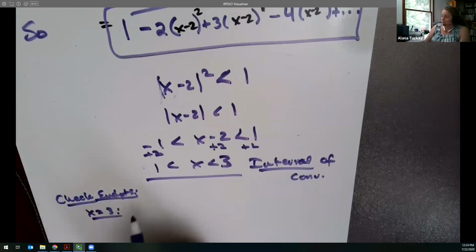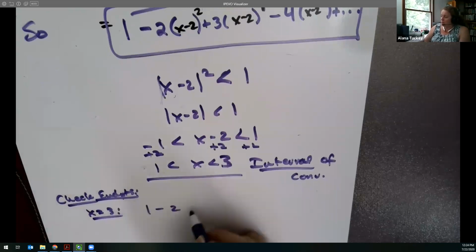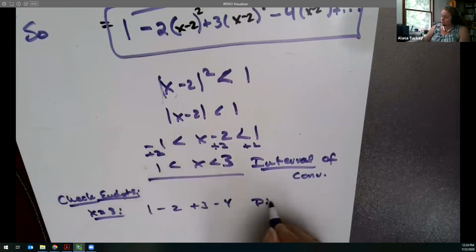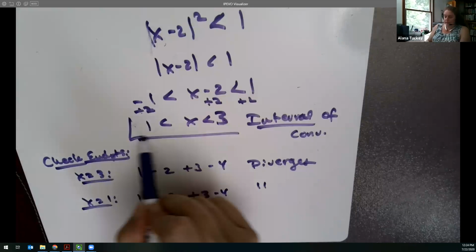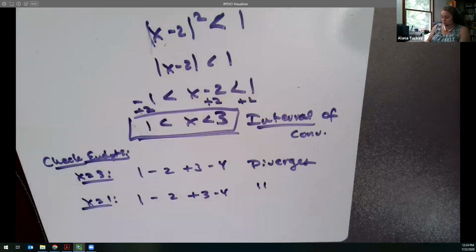So when you put in x equals 3, you can see what's left. It's like 1 minus 2 plus 3 minus 4. That diverges. And then when you put in x equals 1, it becomes 1 minus 2 plus 3 minus 4. It's the same way both ways. It diverges. So this is your interval of convergence. I should have added that in, but I didn't. I'll make a note of it for future to add it.